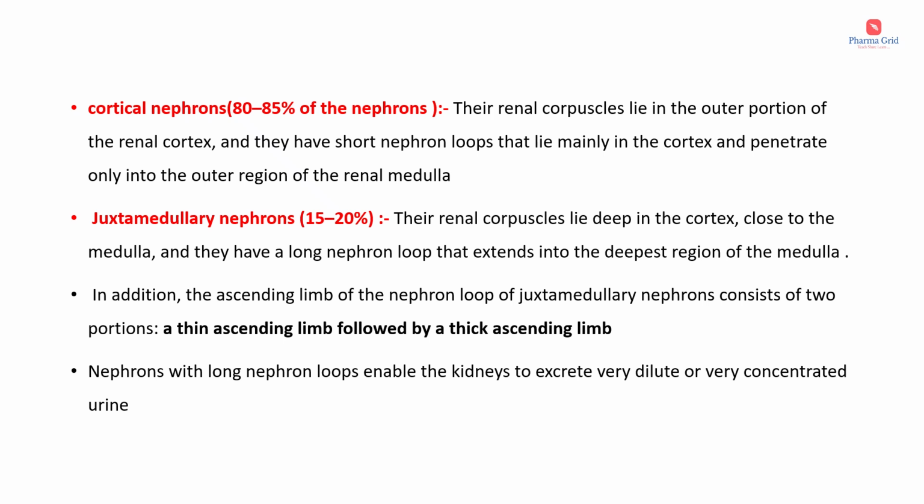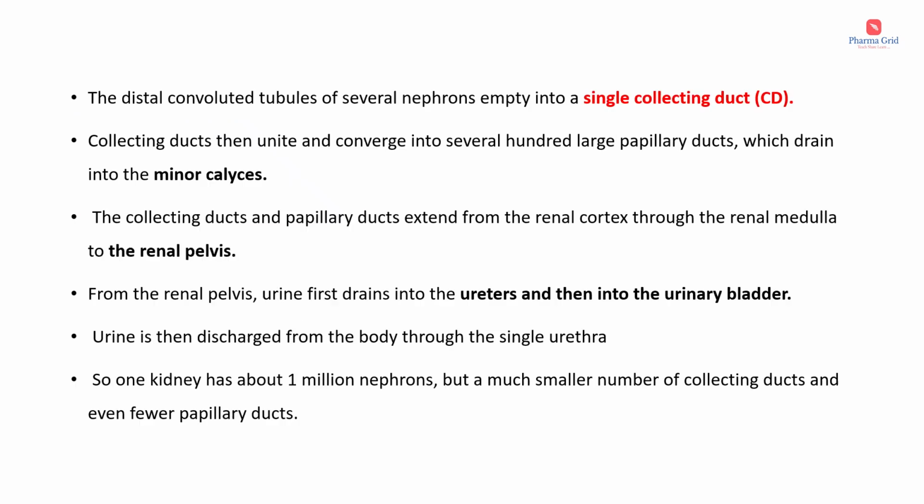In addition, the ascending limb of the nephron loop of juxtamedullary nephrons consists of two portions, a thin ascending limb followed by a thick ascending limb. Nephrons with long nephron loops enable the kidneys to excrete very dilute or very concentrated urine. The distal convoluted tubules of several nephrons empty into a single collecting duct. The collecting ducts then unite and converge into several hundred large papillary ducts which drain into the minor calyces.